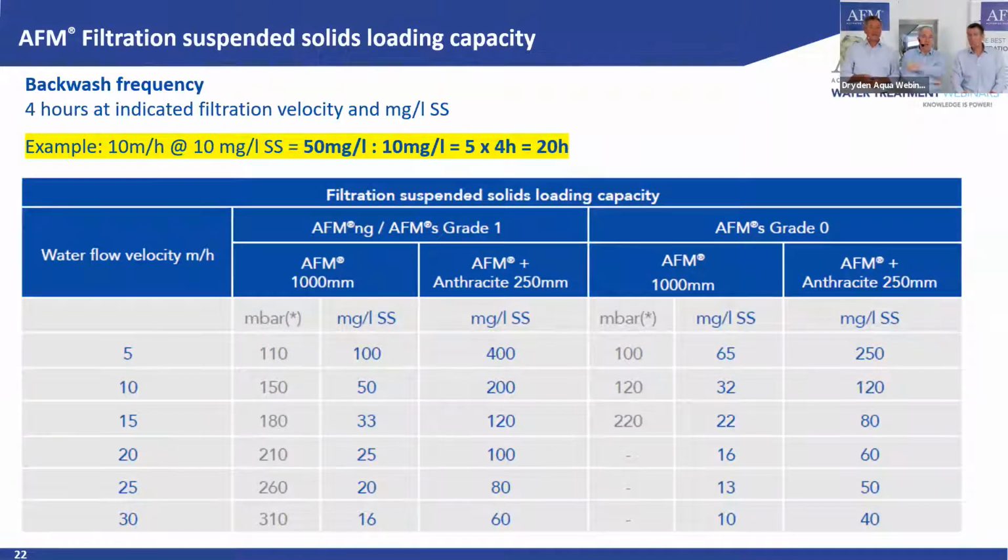Exactly, as you can see in the second column here, adding anthracite, we multiply by 4 again. That means under the same conditions, you could run more than a week until you have to do a backwash. But according to this table, at 10 meters per hour and 50 milligrams per liter suspended solids, backwash every 4 hours. If you go with 250 millimeters of anthracite, every 20 hours. Are these hyper precise data? No, they are not. Again, this depends on the particle size distribution, and we will come back with more precise data, but it's a good indication.